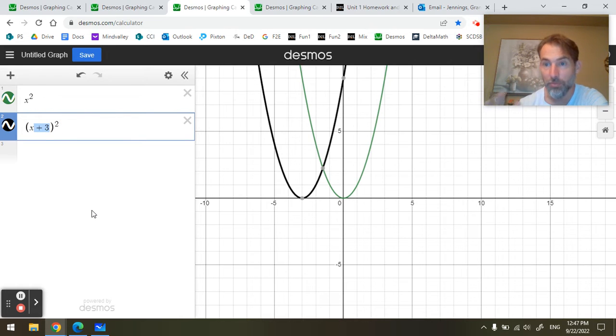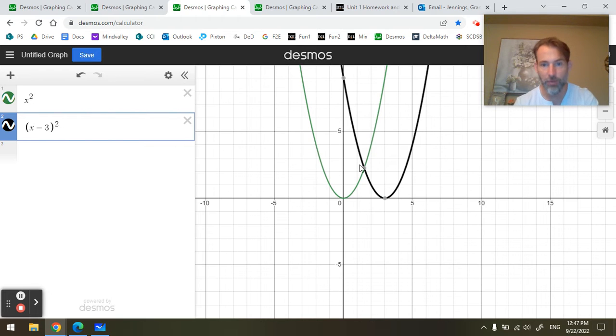Well, you just want to remember that this one is a little counterintuitive. Let's see what happens if we go minus 3. Okay, well, it slid the opposite direction. So negative numbers in there slide things in the positive direction. Positive numbers slide them in the negative direction. So we would describe this parabola as being translated 3 units to the right. Every point moves 3 units to the right.